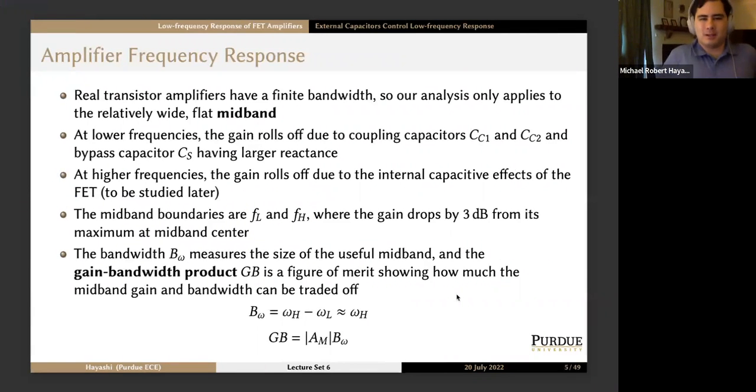So next, amplifier frequency response. A real transistor amplifier has finite bandwidth, so our analysis will only apply to the relatively wide flat midband. Everything we've done up until now applied to the midband, where gain was nice and flat. Hence why we calculated numbers, and we didn't get functions of frequency.